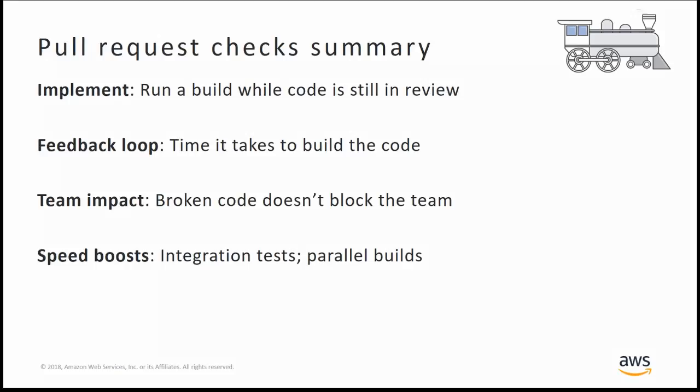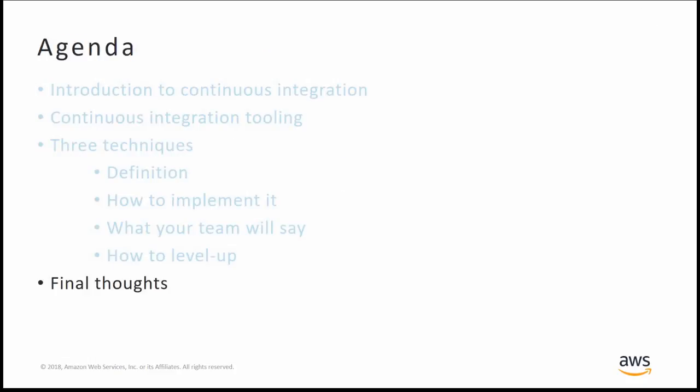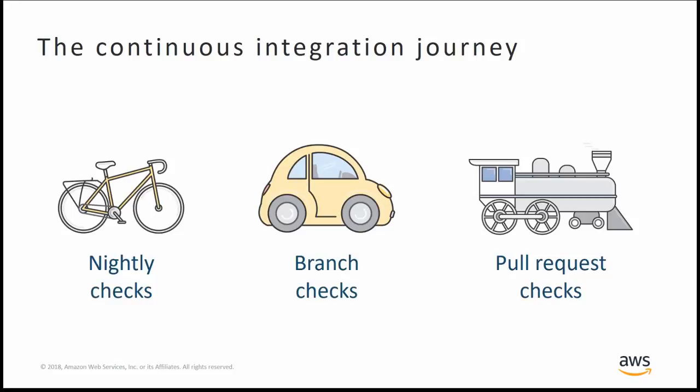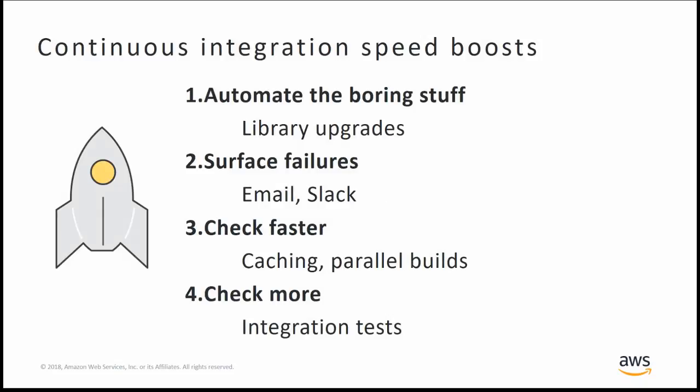And the speed boosts that we looked at are integration tests to do more and more checks against your code base before it gets merged to master, and then parallel builds to speed up that process. So final thoughts here. We looked at nightly checks, branch level checks, and pull request checks. These all had a different velocity as we were adding new best practices for the team. We looked at a few speed boosts.